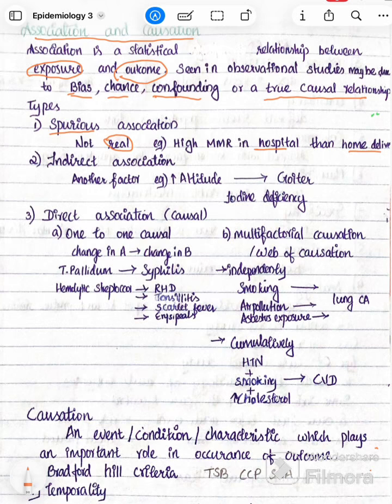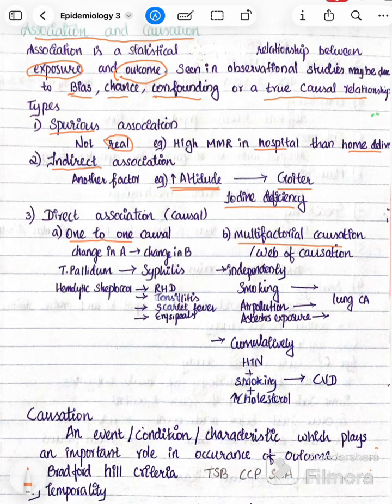Now, indirect association: there may be another factor between the exposure and an outcome. For example, increased altitude may develop goiter. The other factor involved in goiter is iodine deficiency. Now, direct association, also called causal association, has two types: one-to-one causal relationship and multifactorial causation.